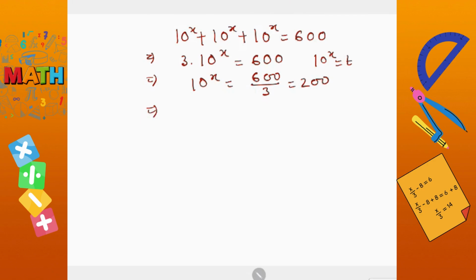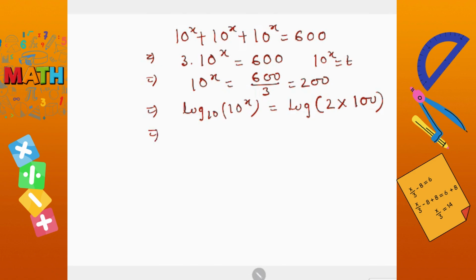Now how to solve this? Now we have to take a log base 10 on both the sides. So what we'll do is log base 10 of 10 to the power x is equal to log 200. We can write it as 2 into 100.